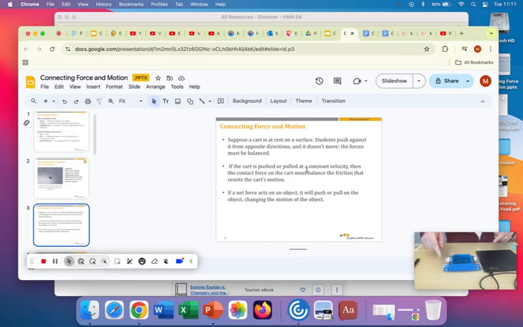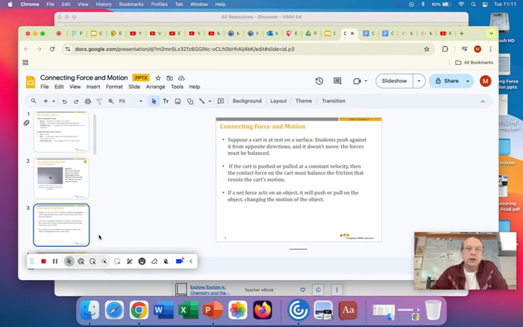If it's pushed or pulled at a constant velocity, then the contact force on the cart must balance the friction that resists the cart's motion. If a net force acts on an object, it will push or pull in the direction of the motion. This just makes perfect sense, doesn't it?